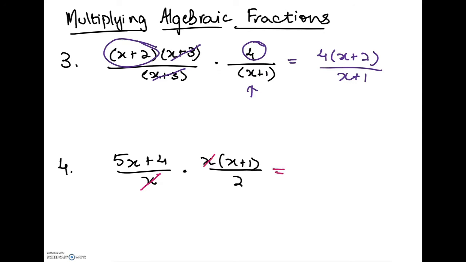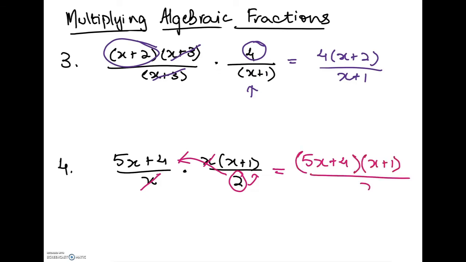Other than that, there's really no other way we can cancel because 2 doesn't really cancel with any of the terms here or here. So it's just going to be 5x plus 4, which will be in brackets, times x plus 1 all over 2. And again, it's a pretty long answer, but there is no other way that we can simplify this answer.